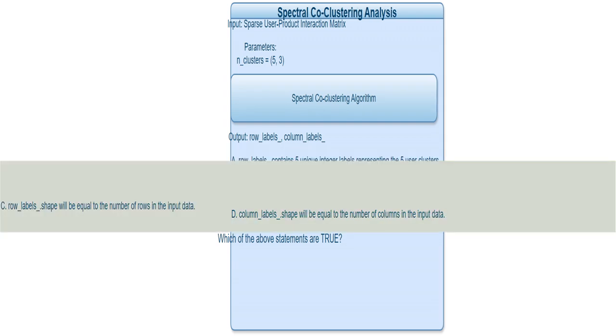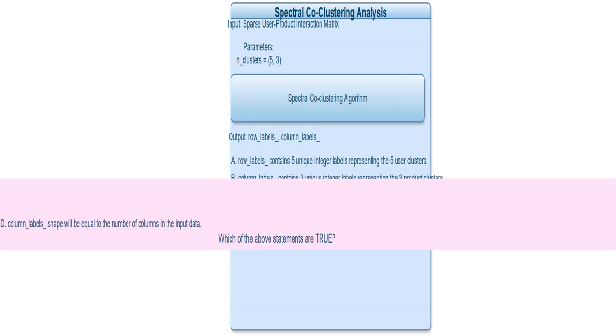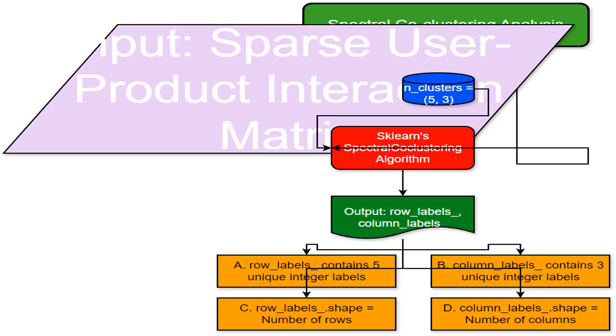Absolutely true. The shape of row labels will be the same as the number of rows in my user product matrix. This is because each row, each user, gets a cluster label. It's like giving each user a sticker indicating the group they're in. You got it. The shape of column labels matches the number of columns, number of products, in my original data. Every product receives a cluster label. I'm working with a dataset showing how users interact with products.